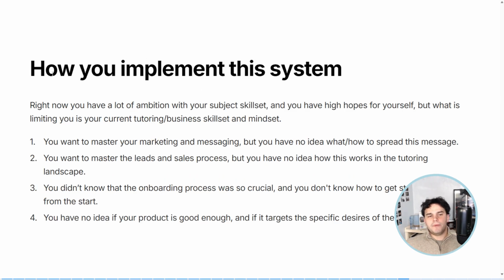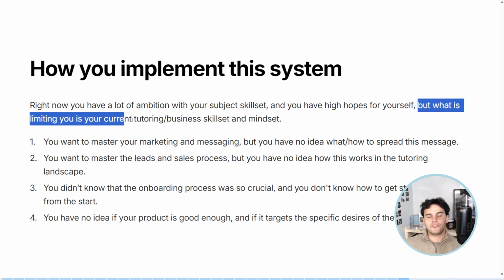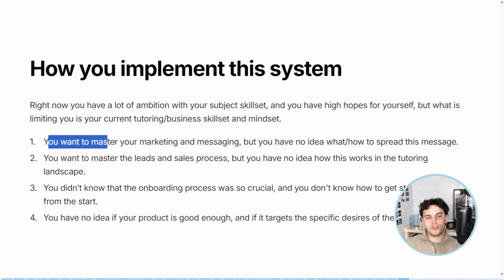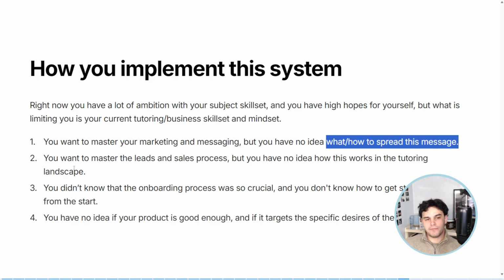Now, how you actually implement this system. Right now, you have a lot of ambition with your subject skill set, and you have high hopes for yourself with your tutoring business. But what's limiting you right now is your current tutoring skill set and your current business skill set, and also your mindset. Now, overall, if you want to just be running a successful business, you need to be mastering your marketing and your messaging, but you have no idea what your message is and how to actually spread this message.